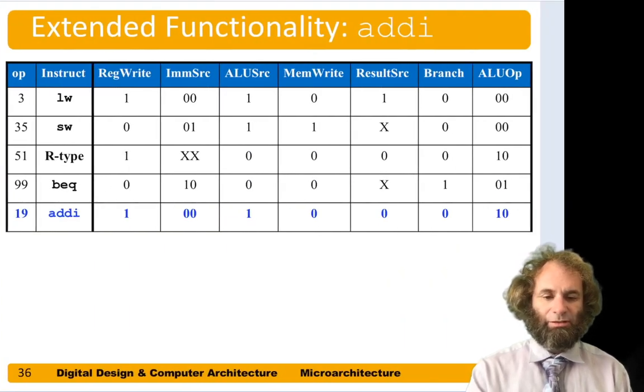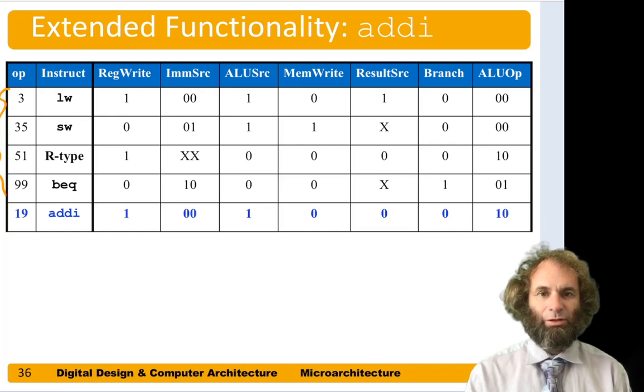So here's our truth table for the main decoder, and the rows in black are the ones we already built for what the processor should do. And now let's add a new row for add immediate. Add immediate has an opcode of 19. It's like add or other R-type instructions. So reg write is 1, just like in a regular R-type instruction. We want to put our result back in the register file.